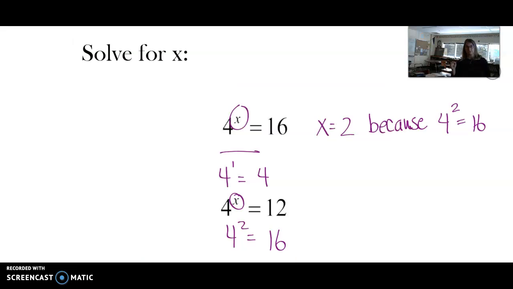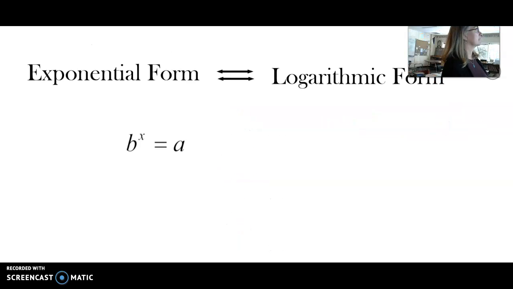But we're going to use a tool called a logarithm rather than just guess and check with a calculator. Okay, so first things first, the expression you see, the equation b to the x equals a, is in what's called exponential form because you have a base. So let's get some vocab here.